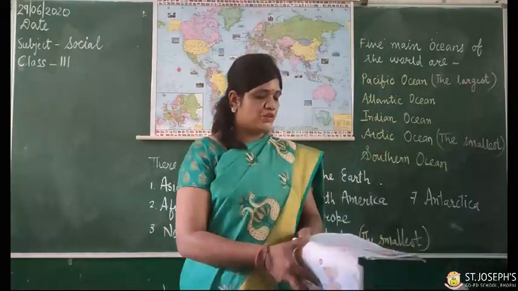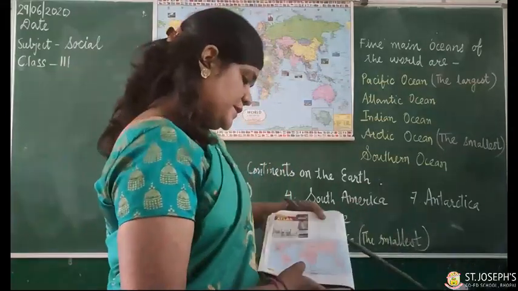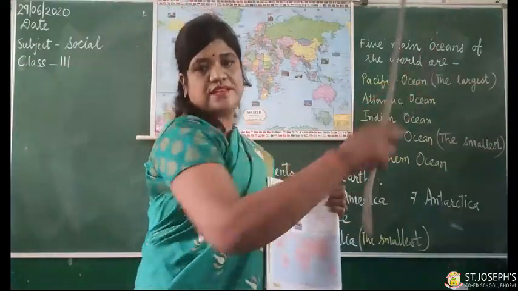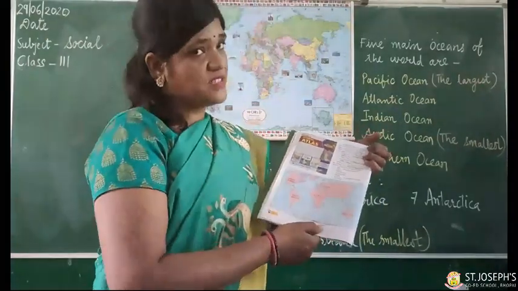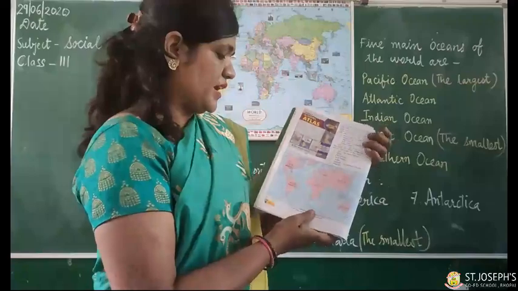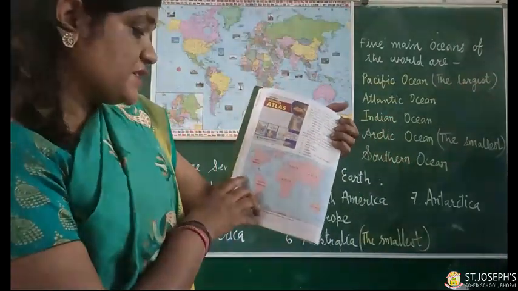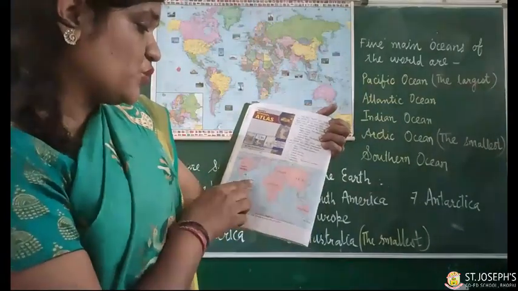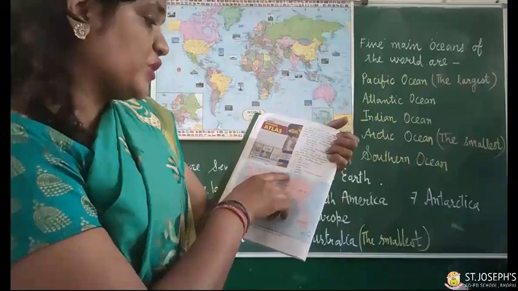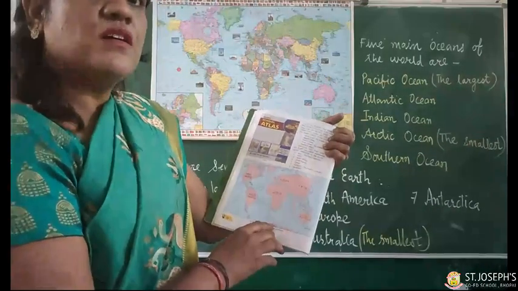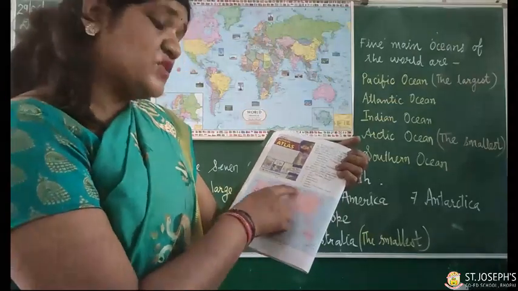And if you will open page number 12 of your book, children, you can see a world map showing oceans and continents. Now together we will see. First, if we talk about oceans, this is the Pacific Ocean, here also it is the Pacific Ocean, then the Atlantic, here also Atlantic, then the Indian Ocean, then the Arctic Ocean on the top, and at the bottom, the last one, the Southern Ocean.